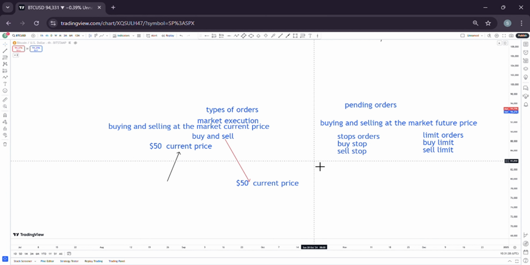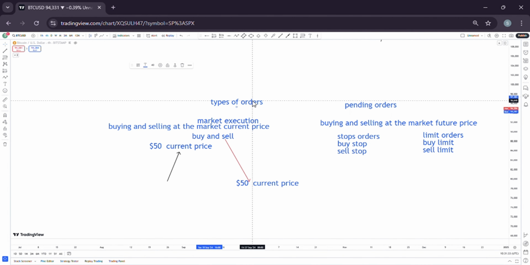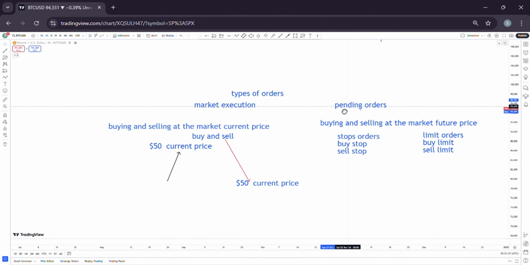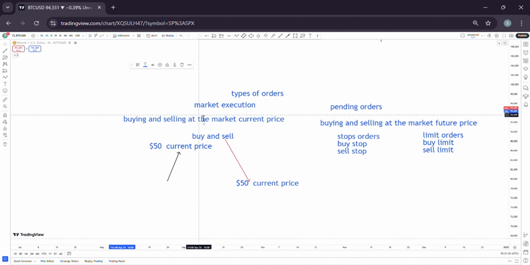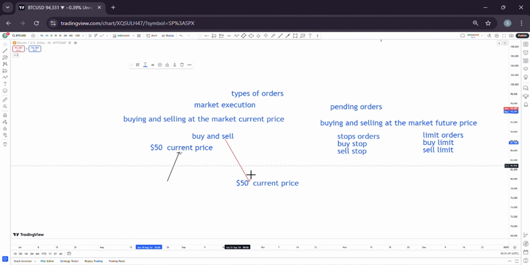So we'll be talking about the types of orders in the market. In the market, we have two types of orders: the market execution and the pending order. Market execution talks about buying and selling at the current market price. For example, if the current market price is $50, we are buying at $50, and if the current market price is $50 also, we are selling at $50. So on market execution, we are buying and selling at the current market price.